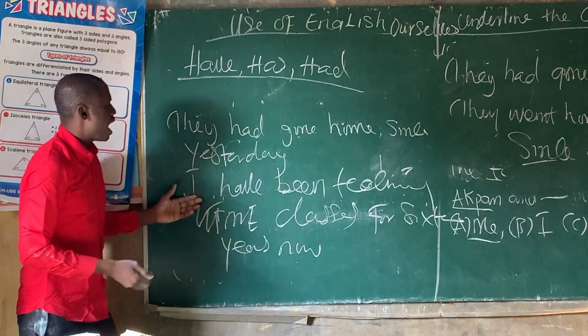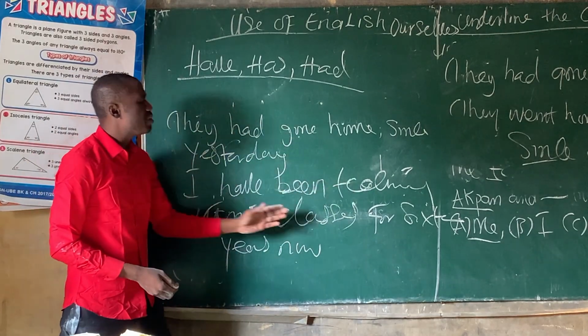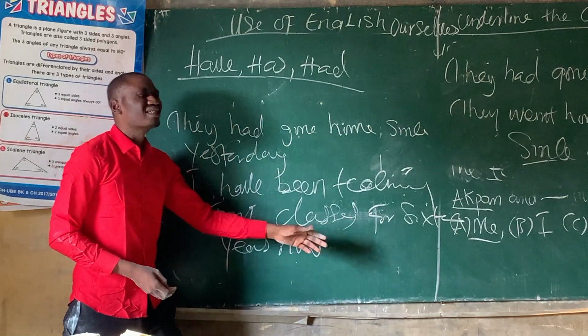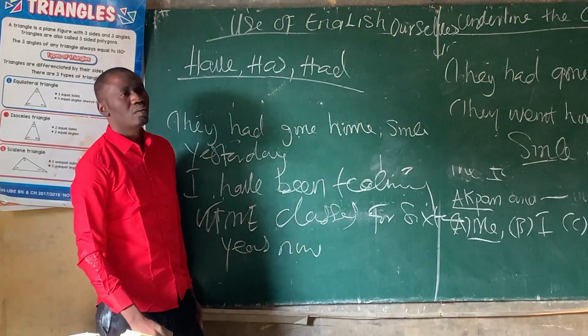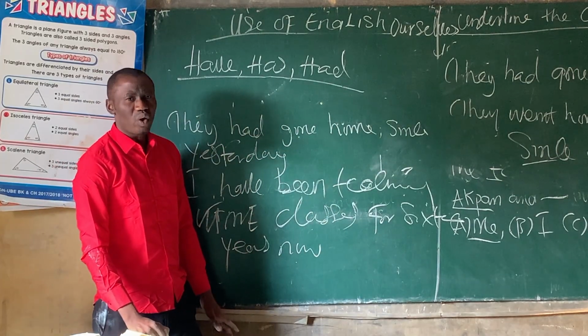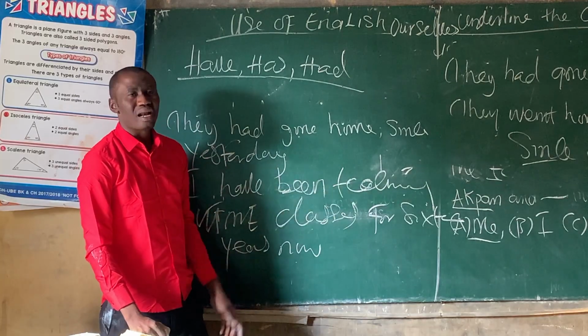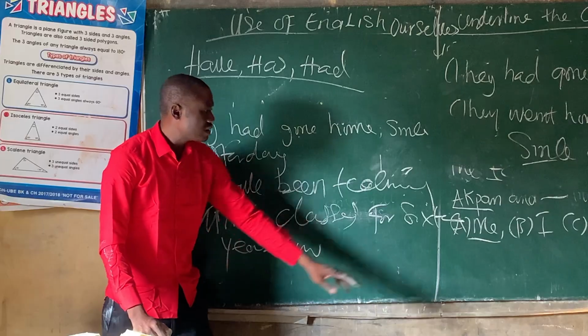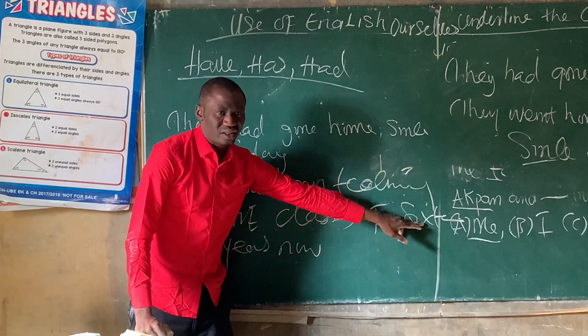Look at this. I have been teaching UTME classes for 16 years now. Not since 16 years now. Are you following? Not "I've been teaching UTME classes since 16 years now." No, "for", because there is a number allocated to that.